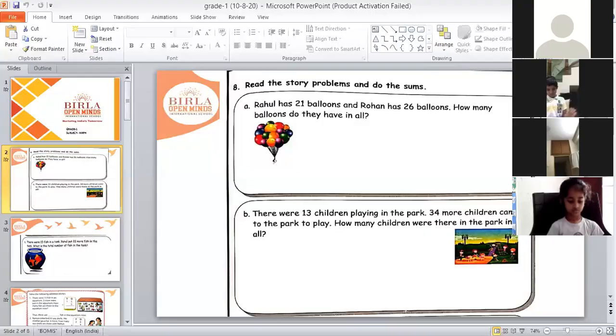Yes, children, open page number 35 of your math course book. Write date and classwork there, and we'll start word problems now. Yes, so you all can see this. Word problems are there in your book also.